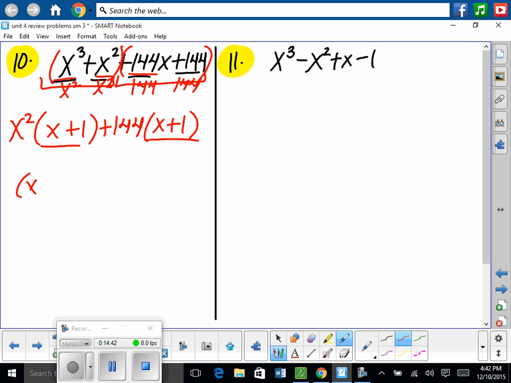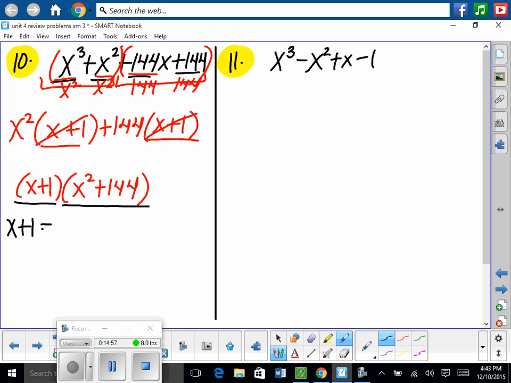So we pull out x plus 1. So it divided out because we pulled it out. And then left was x squared plus 144. Okay, we have factored this. Now the whole point of factoring is so we can set each piece equal to 0 and solve. x plus 1 is equal to 0. x squared plus 144 is equal to 0. Solve for x in each case. So x is equal to -1. Subtract 144.